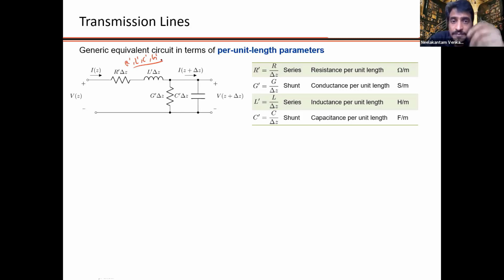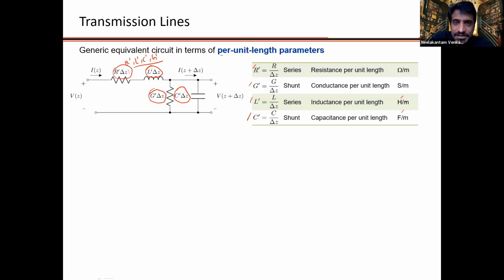Dash or prime, yeah? These are the per unit length parameters. When I multiply them by the distance delta Z, I get the total resistance R, the total inductance L, the total conductance G, and the total capacitance C. So these are the per unit length parameters. And the units are going to be ohm per meter, Siemens per meter, Henry per meter, and farad per meter.